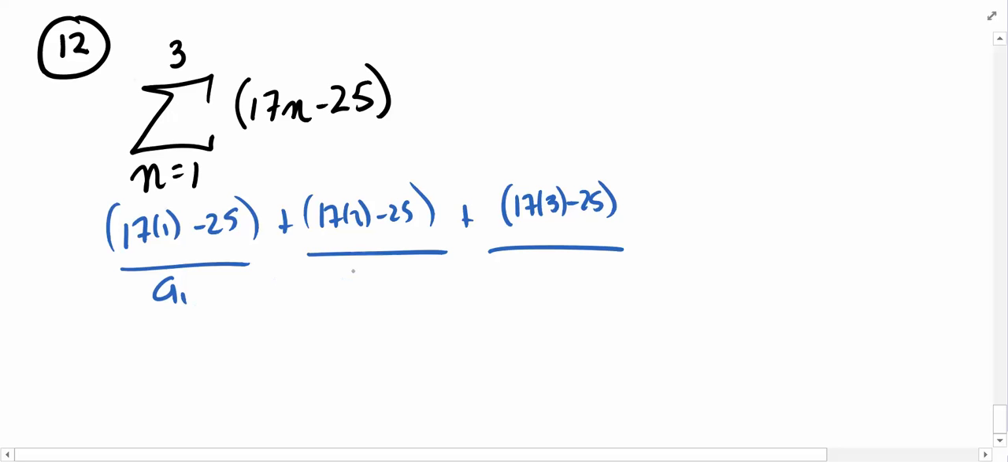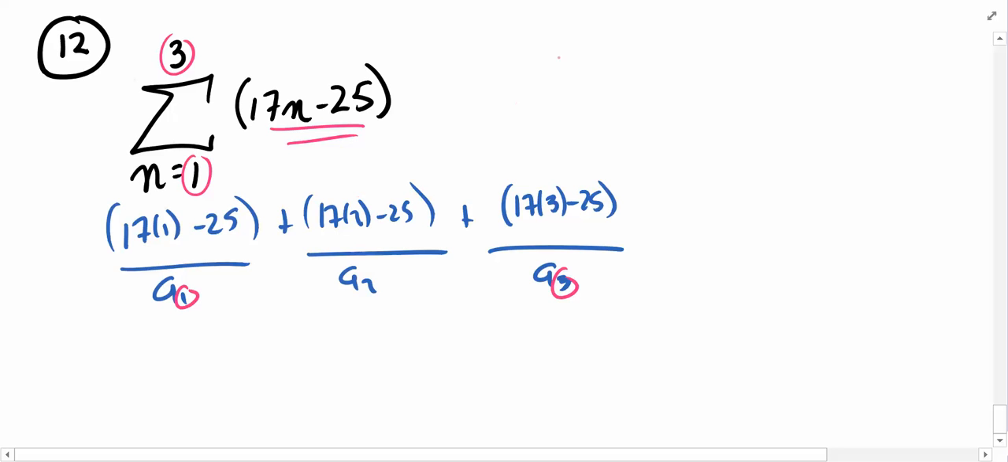This would be a sub 1, a sub 2, and then a sub 3. So this is what it means when it says it's going from 1 to 3. That's what those numbers mean, 1 to 3. And then this is how we're doing it. So this is what this thing actually means.